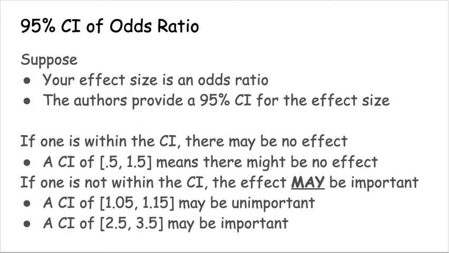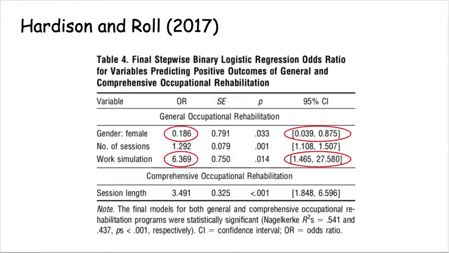As with Cohen's d, we can calculate a 95% confidence interval for the odds ratio. For the odds ratio, however, the critical value is 1 and not 0. If 1 is within the confidence interval, then there might be no effect.